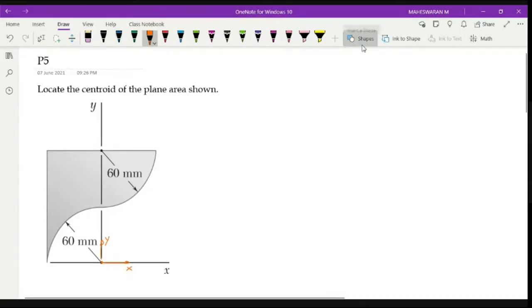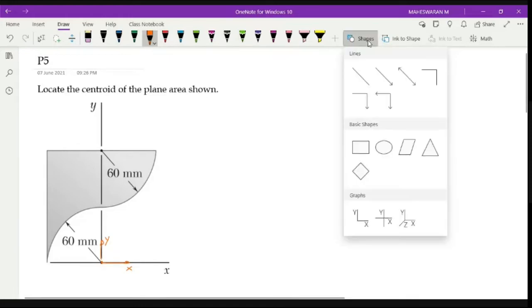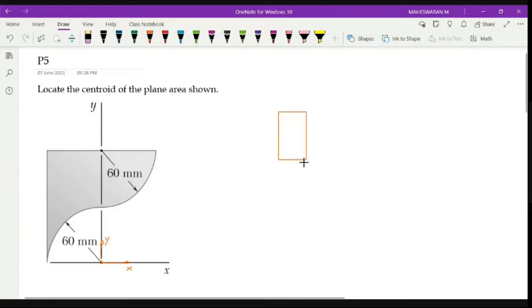Three, sir. Three. Very good. So it is three shapes. One is a rectangle, right? One is a rectangle. And if I look at the dimension of my rectangle, my base is 60 and my height is 60 plus 60, 120.